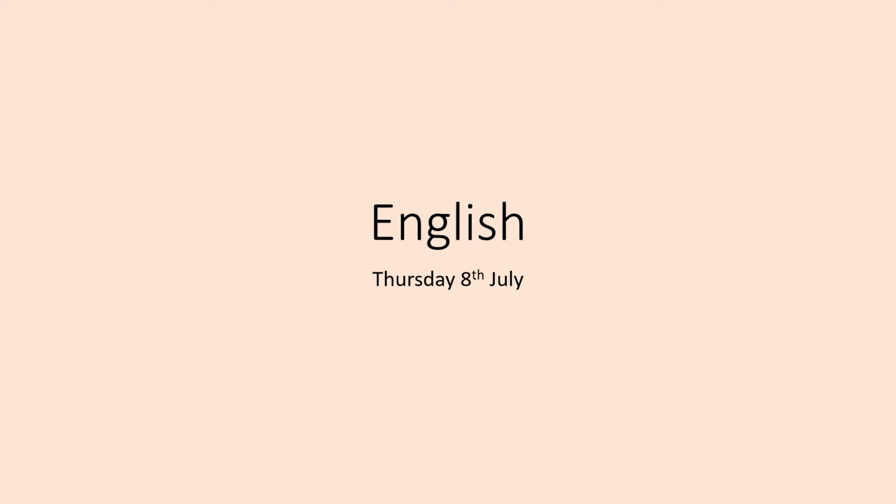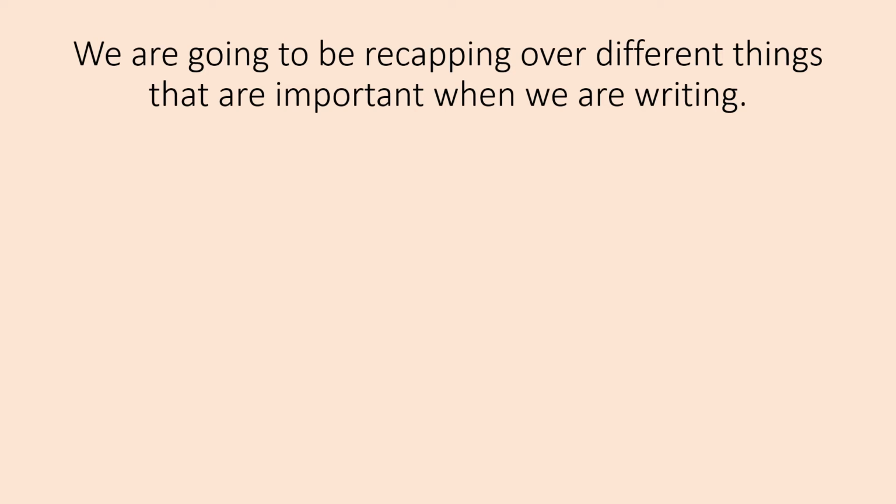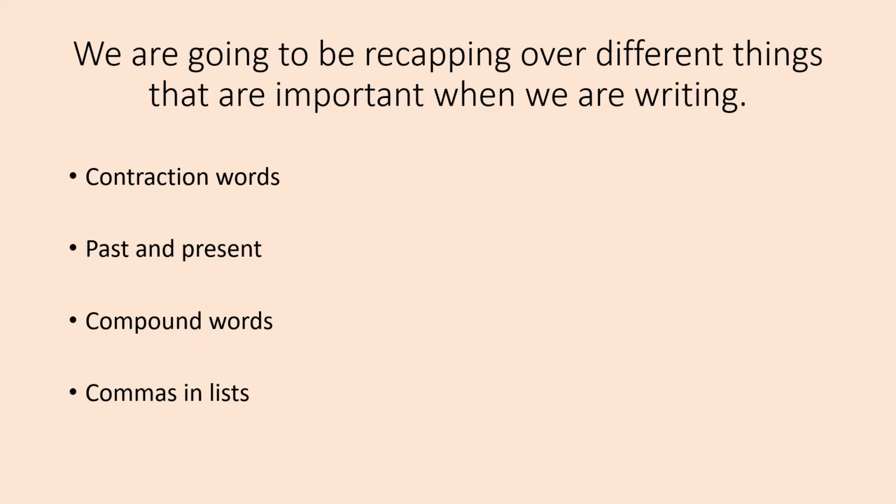So today's lesson is going to be a recap lesson over different things that we have been doing in class and that are really important when we are writing. Okay, so we're going to be going back over things that we've already learnt to help you to practice just a little bit more so that you can remember this when you're writing different things. So these are what we're going to go over today. We're going to look at contraction words, past and present, compound words and commas in a list. So you will need a pencil, a piece of paper and your super duper neat handwriting today.